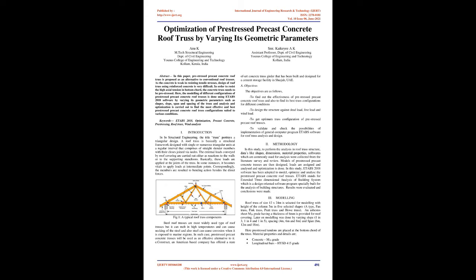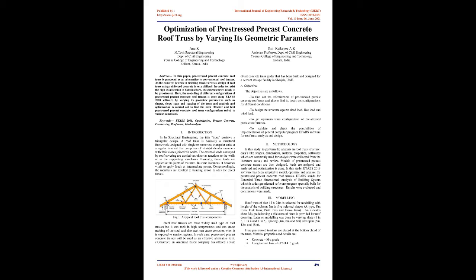International Journal of Engineering Research and Technology, IJERT, ISSN 2278-0181, Volume 10, Issue 06, June 2021. Optimization of Prestressed Precast Concrete Roof Truss by Varying its Geometric Parameters. Anu K, M.Tech Structural Engineering, Department of Civil Engineering, Unis College of Engineering and Technology, Kollam, Kerala, India. Smt. Kaikeyee A K, Assistant Professor, Department of Civil Engineering, Unis College of Engineering and Technology, Kollam, India.